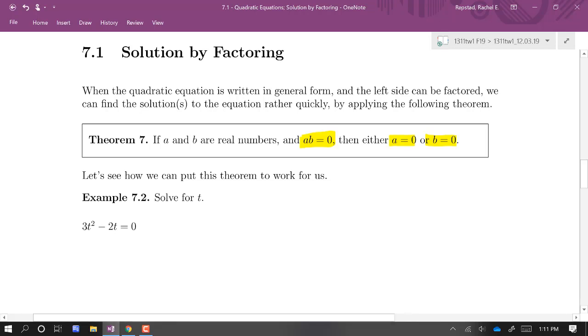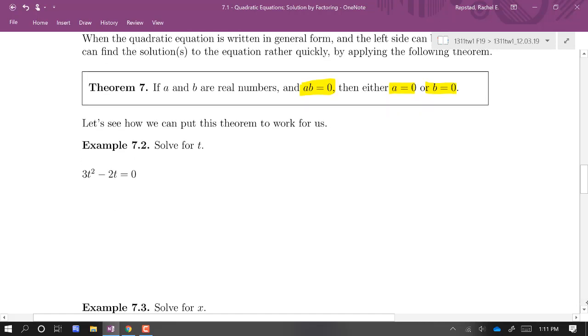So 3t squared minus 2t equals 0. It's set equal to 0. That's the first check. Make sure it's set equal to 0. And then, can we factor the left side? Does that left side factor? What can we do? Take out a t. So if I take out a t, what's left?